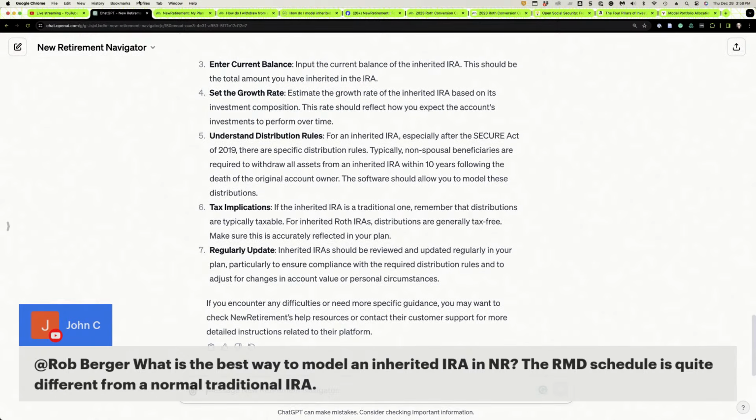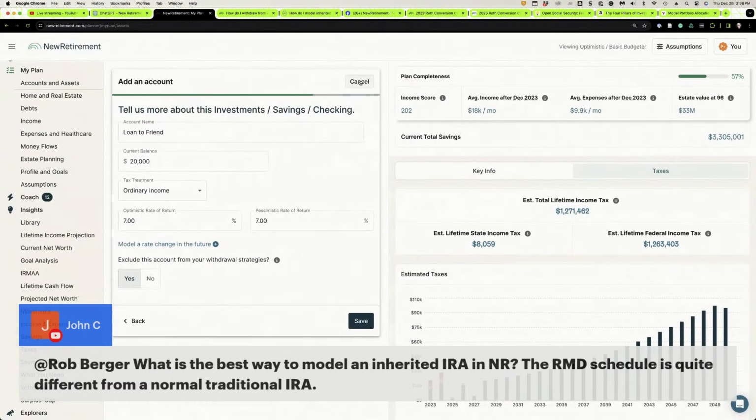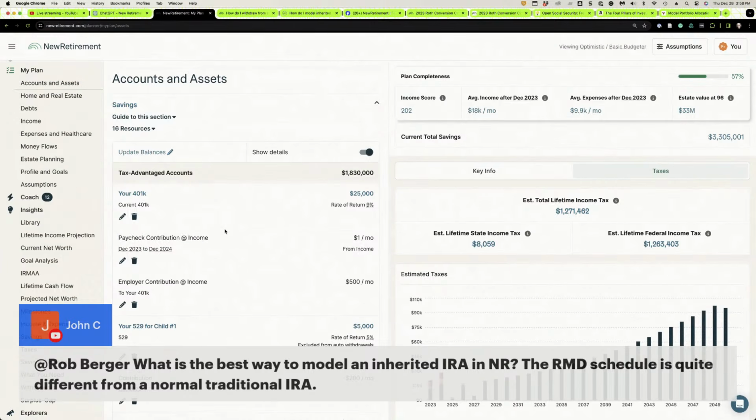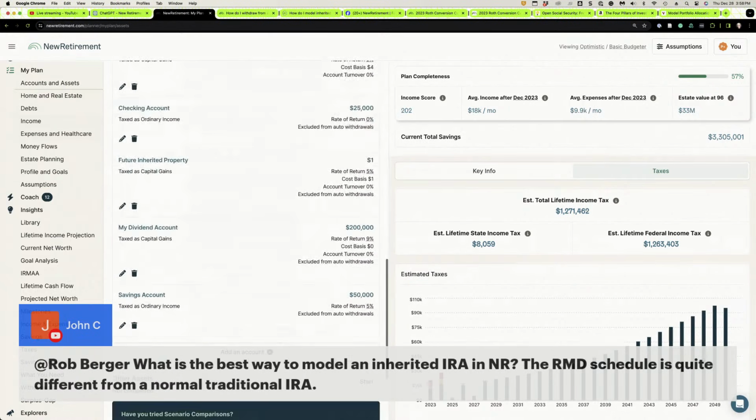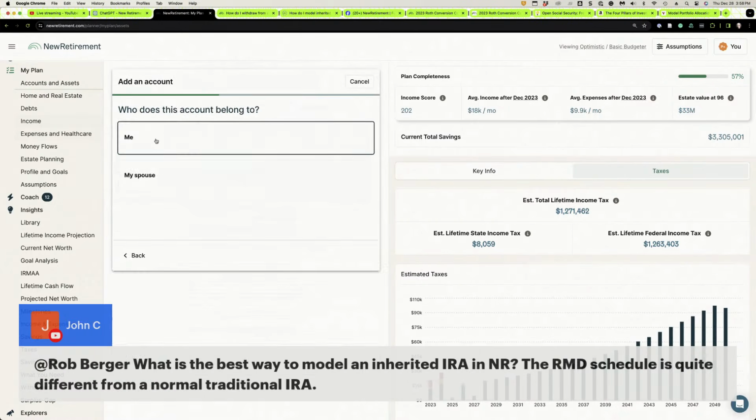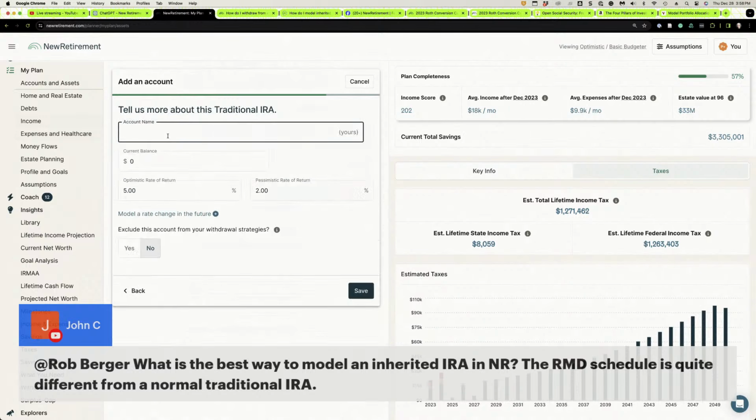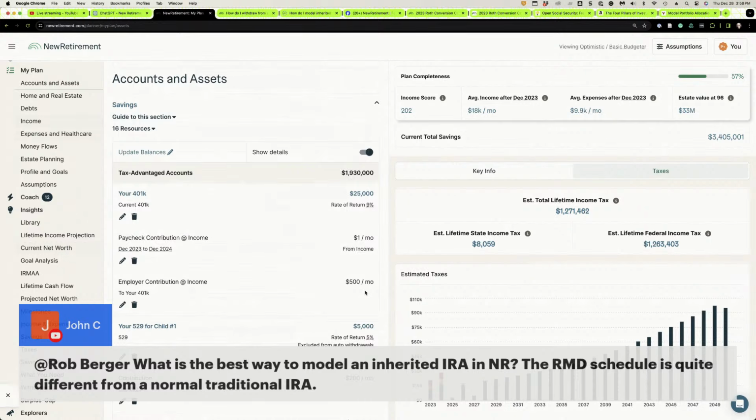Yeah, it kind of gets the answer sort of right. I'm assuming this is not a spousal IRA. If you inherit an IRA from your spouse, you can just incorporate that into your own IRA. But in any event, we would create an account, just a traditional, and I call it inherited IRA. We'll just say it's 100 grand. We'll leave everything else the same. We're going to exclude it from your withdrawal strategy.